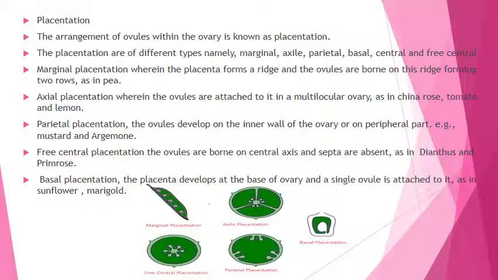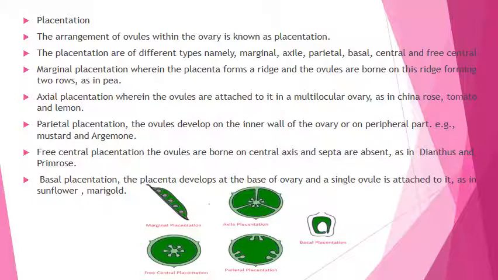If you take a pea and just open the pod, then you will find that the seeds are arranged. These seeds are called ovules. In the pea, they are arranged on a ridge. That is called marginal placentation.